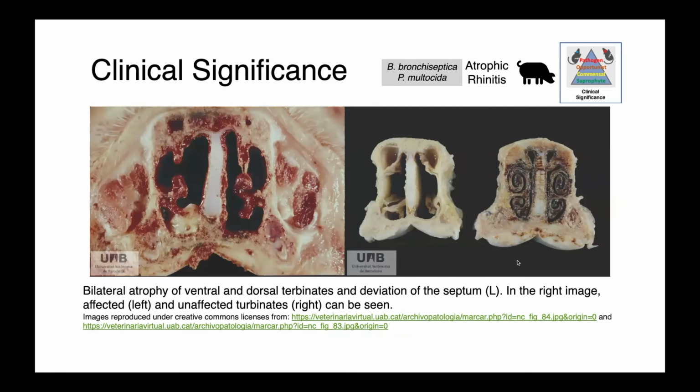On cut section, this is what these lesions can look like. So starting with the image on the right, here we have a normal section of a pig snout. You can see these nice scrolling turbinates. And on the left, we have near complete obliteration of those turbinates. So very, very profound pathological changes. On the left image here, you can see bilateral atrophy of both the ventral and dorsal turbinates, and also deviation of the septum.